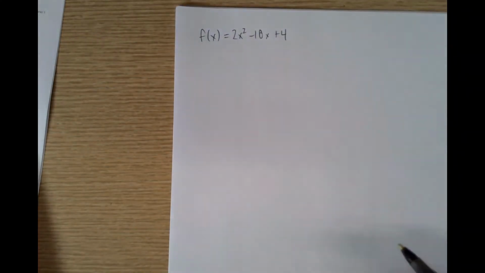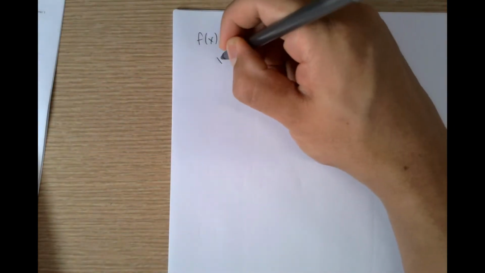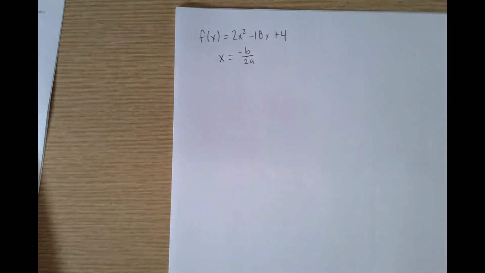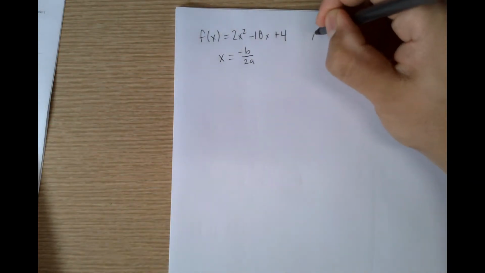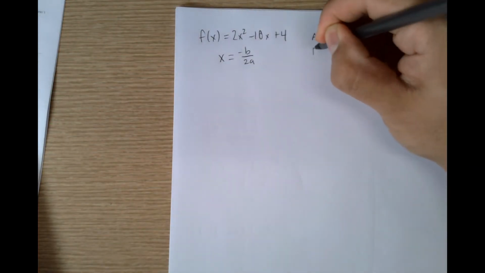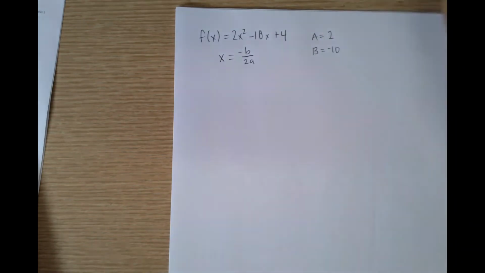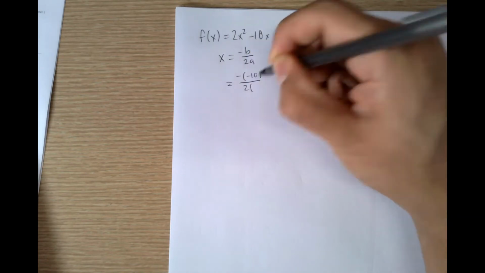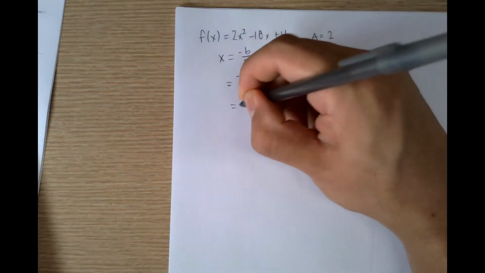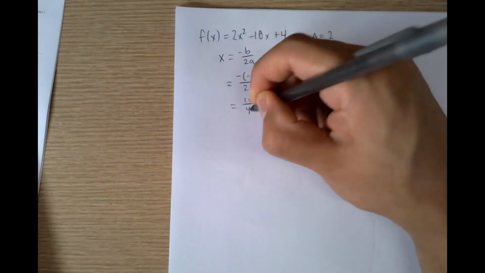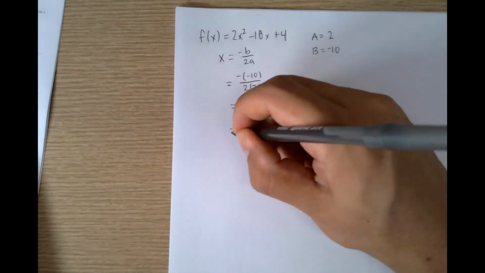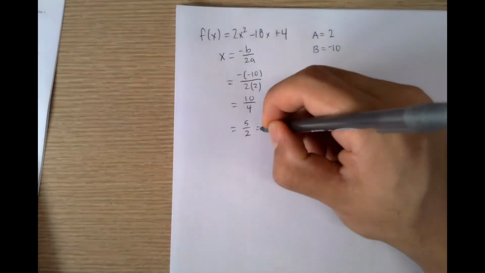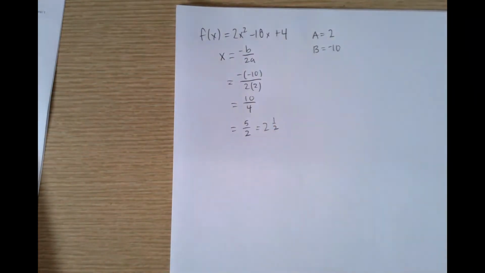If you remember from the first video, all we have to do is x is equal to negative b over 2a. Then you want to identify what a is. a is 2, b is negative 10. Then you just plug it in, so negative negative 10 over 2 times 2, and we get positive 10 over 4. We can reduce this to 5 over 2, which is also equal to 2.5, just for reference.